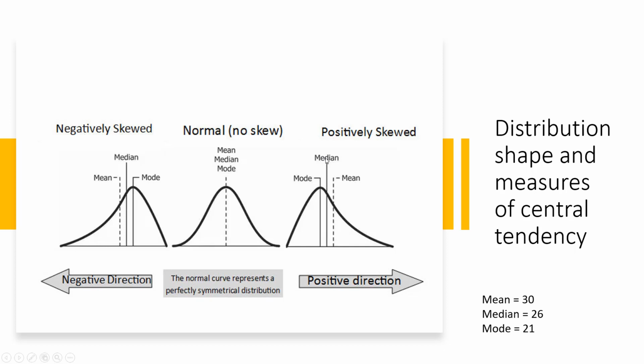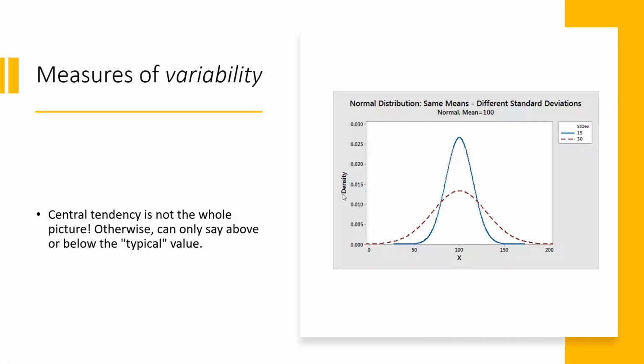But what that doesn't tell us is how data points are distributed around that mean. What we need for that is a measure of variability. And that's illustrated in this point here. So on this example, what we have are two distributions, two frequency distributions. Both of them have a mean of 100, but what we can see is greater variability in the one distribution than in the other one.